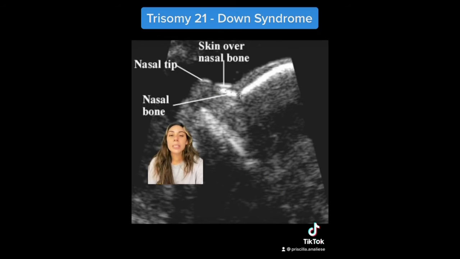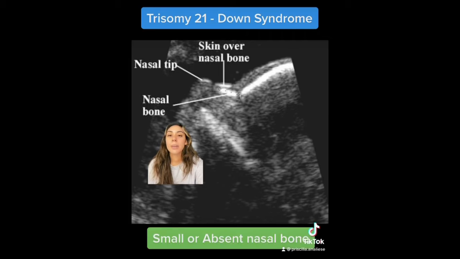The last characteristic that I'm going to be mentioning concerning Down syndrome is having a small or absent nasal bone. Like the image that I put here, you can already tell that this is smaller than usual. Some information to keep in mind when talking about Down syndrome is that it is the most common syndrome out of all of them.